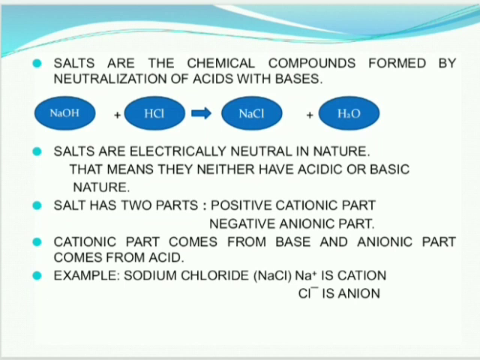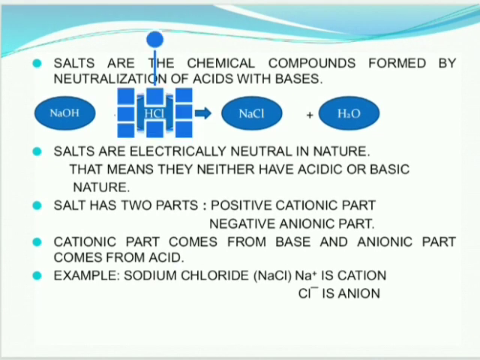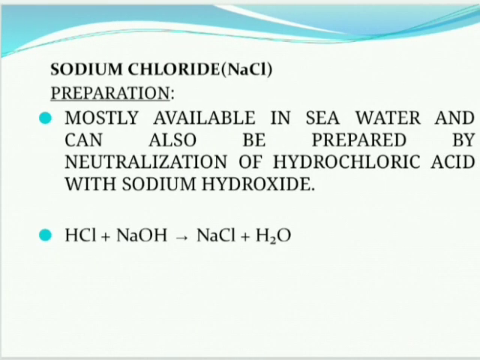Due to the electrostatic force of attraction, an ionic bond is formed between these two counter ions. Due to this bond only, they are going to be very stable and strong enough. So this Na plus is from where? NaOH, which is a base, and Cl minus is from where? HCl, which is an acid. So in this way, the cation comes from base and anion comes from acid.